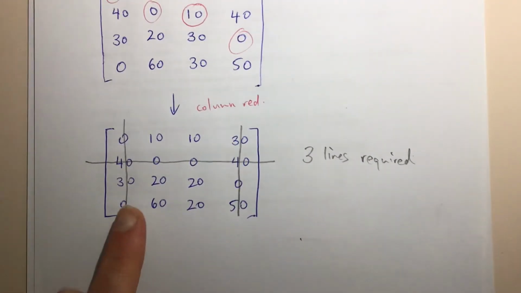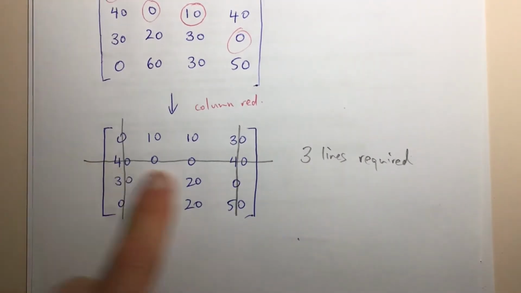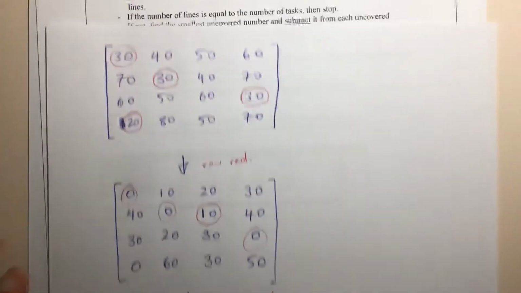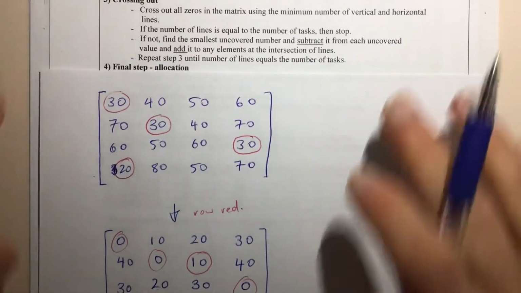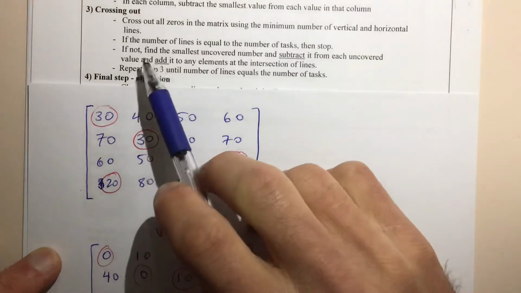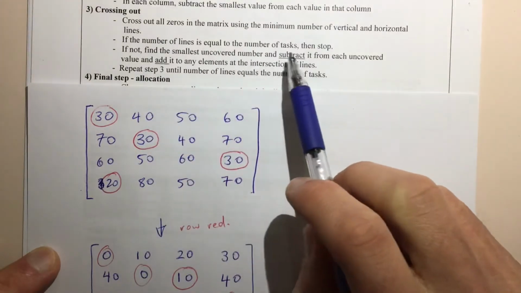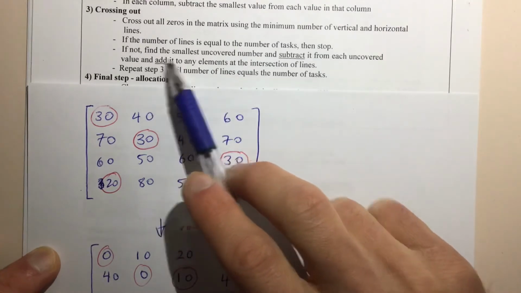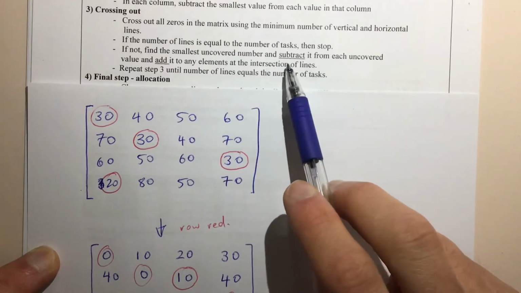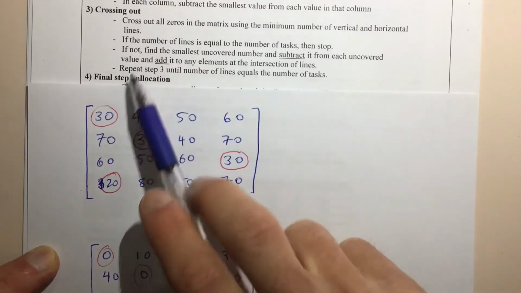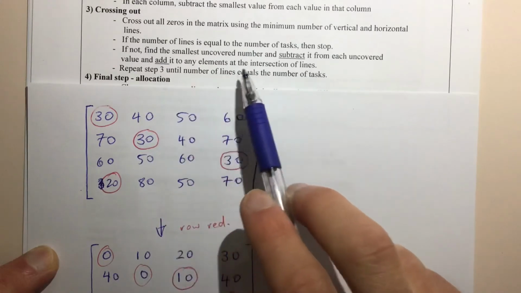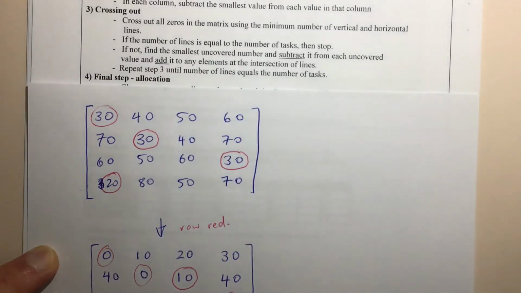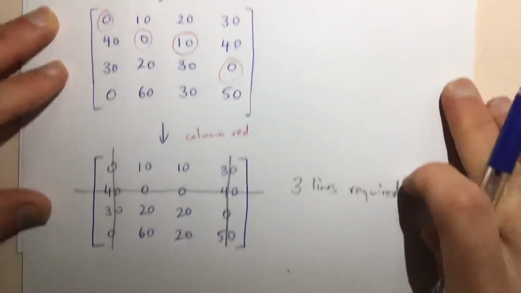So as we said, we've just done this crossing out step, and we've been able to cross out all the zeros using just 3 lines. So when we come back to what the crossing out step says, it says that we can stop if the number of lines is equal to the number of tasks, but if not, then we have to find the smallest uncovered number and subtract it from each uncovered value and add it to any elements at the intersections of lines. Okay, that sounds complicated. Let's just explain that as we go.